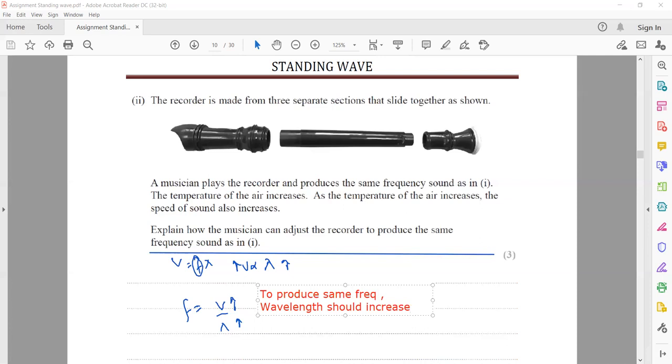And how can we increase the wavelength? As we know, in the first part when we calculated the wavelength, lambda was equal to 2L. So if we want to increase the wavelength, we should increase the length. So the length of the recorder must be increased.